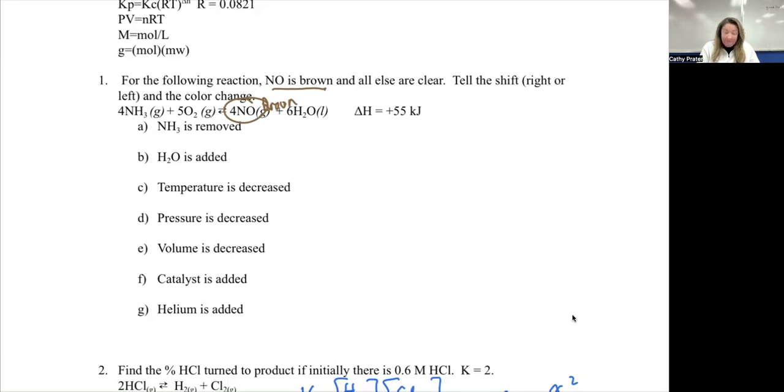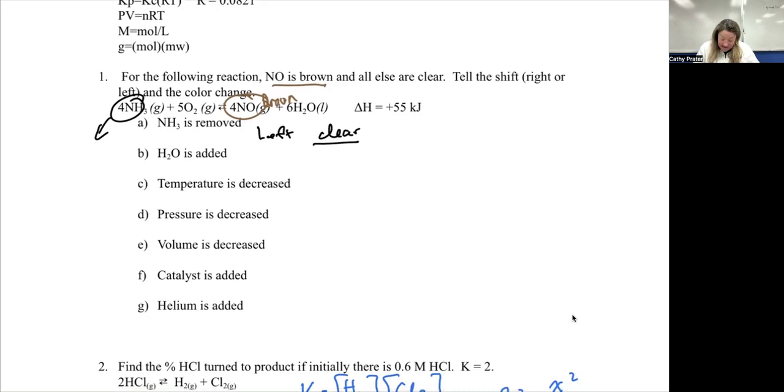So for A, NH3 is removed. If we take away NH3, we're going to have to shift left to replace it. So that will give us a clear color change. For B, water is added. Notice that the water is liquid. Since it's a liquid, we're going to have no change.